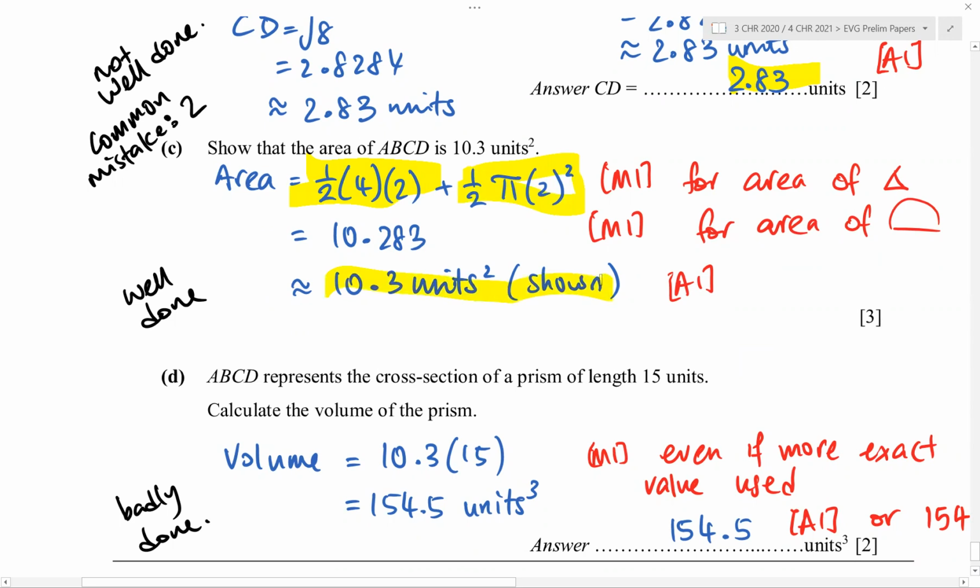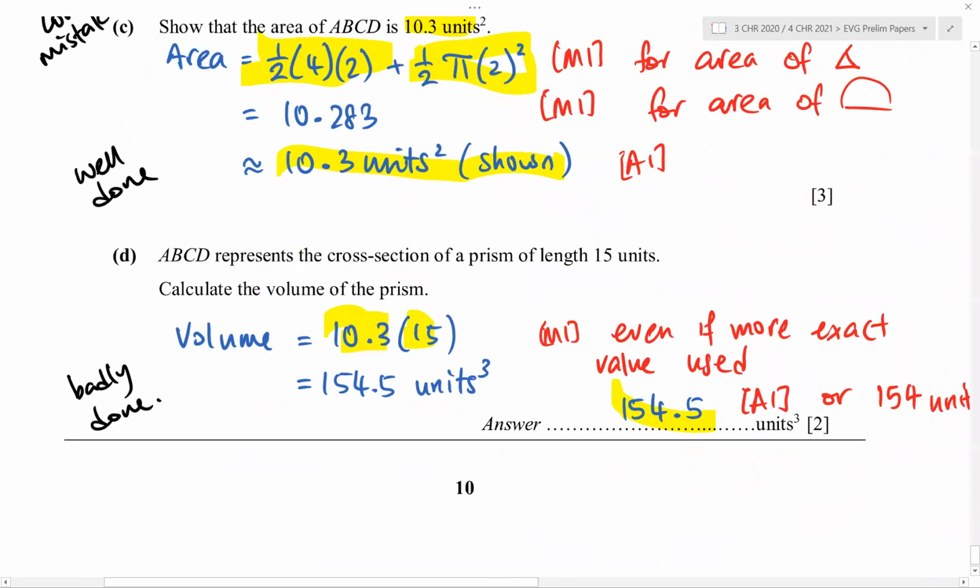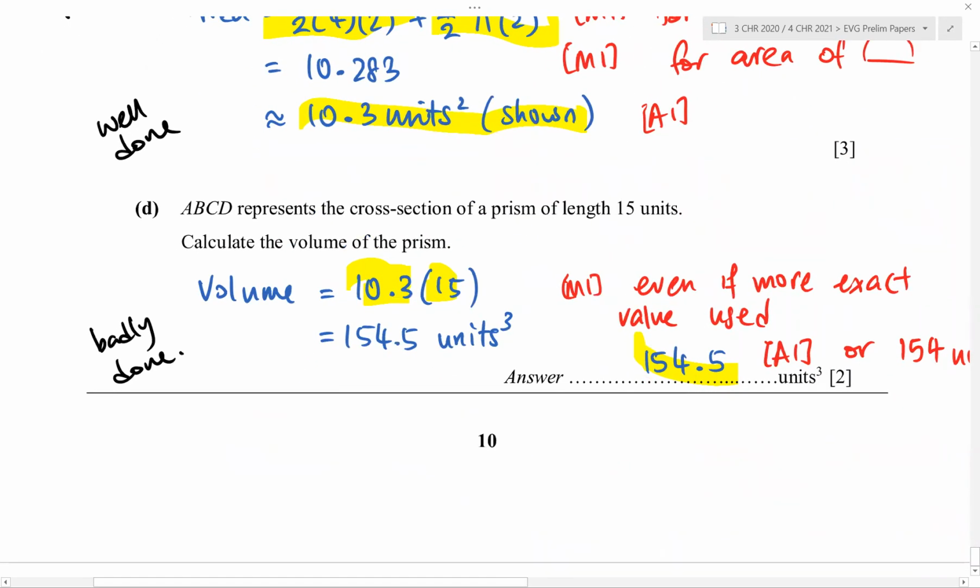All right. Now part D. Part D is where we use our answer from part C. It is a cross section of a prism. So you remember that volume of prism is base area times vertical height. And they say that the length, in this case, the perpendicular is 15. So all you need to do is to just multiply these two numbers together. 10.3, or some of you use a more accurate figure, 10.283 times 15. That is one method mark. And the final answer, 154.5. Wow, record time.